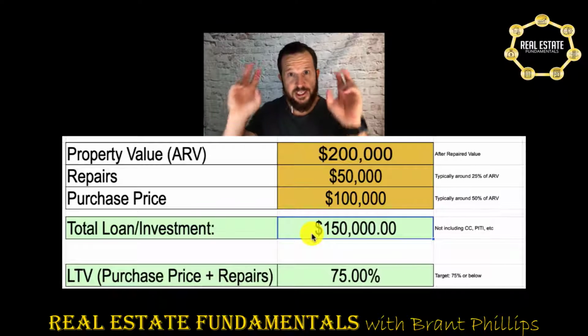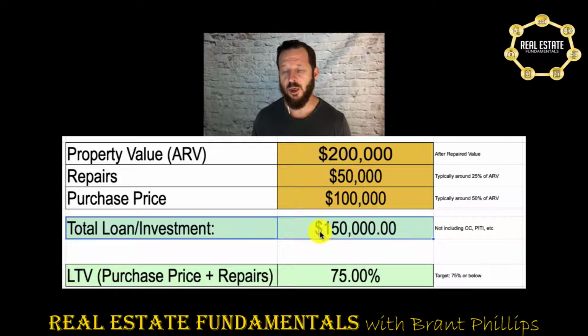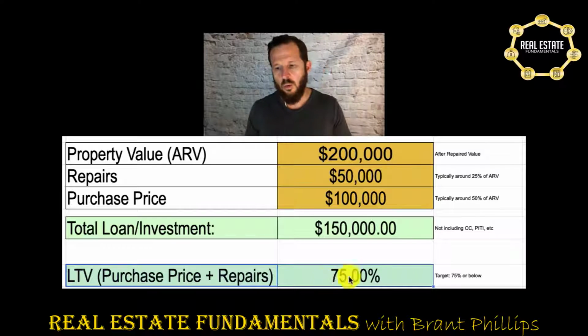And these are HGTV numbers that you see a lot of times on How to Flip a House. They don't show the real numbers and the real costs, but we're using this to quickly analyze a deal. This would be 75% loan to value, purchase price and repairs. What this represents is a 25% equity number.